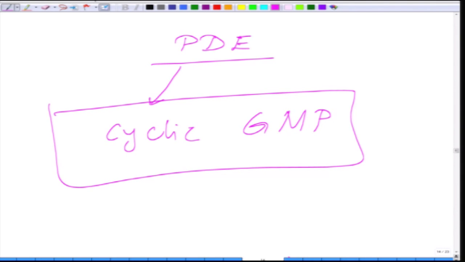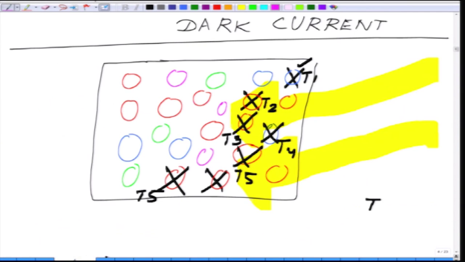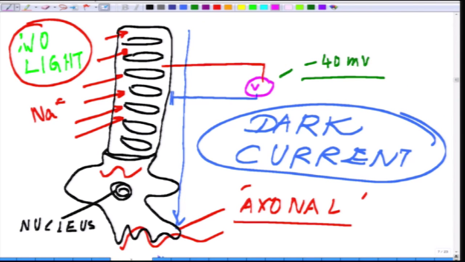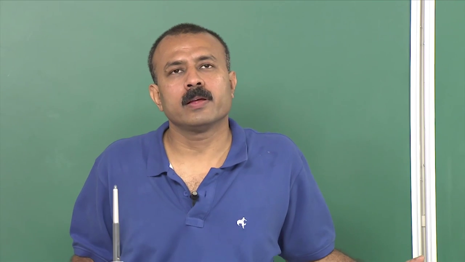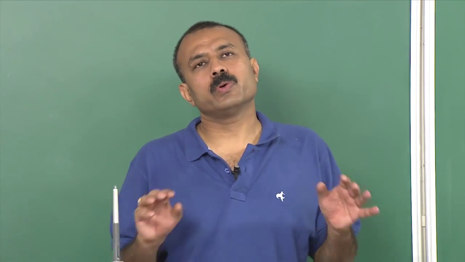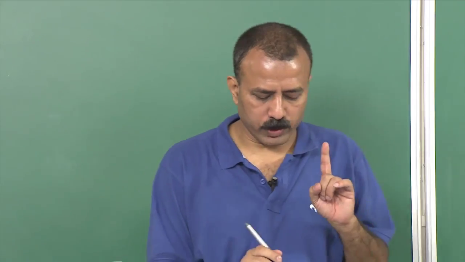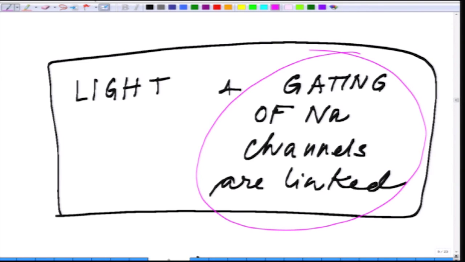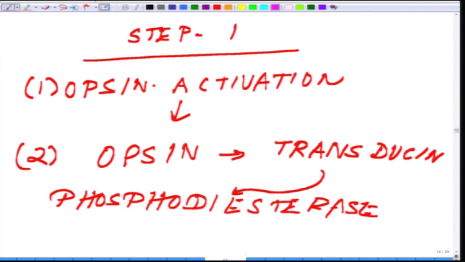Let us come back to the first question here. Let me go back to the slide where I introduced you to the dark current. When there is no light, I showed you this picture: you could see the sodium channels are open. Up to this concept is clear. Then what happens when the light falls? Sodium channels become closed. So, the fundamental question comes here. We asked two fundamental questions. One was, light and gating of sodium channels are linked.